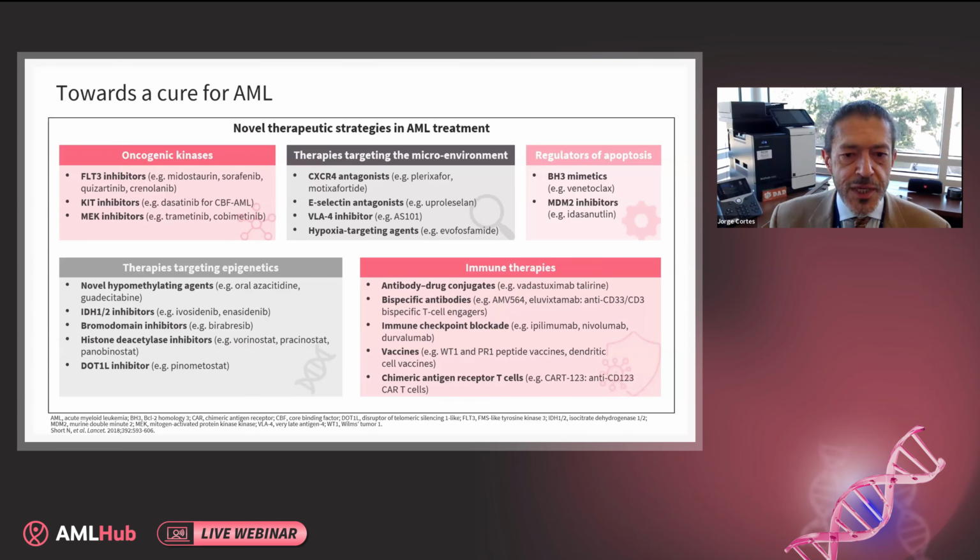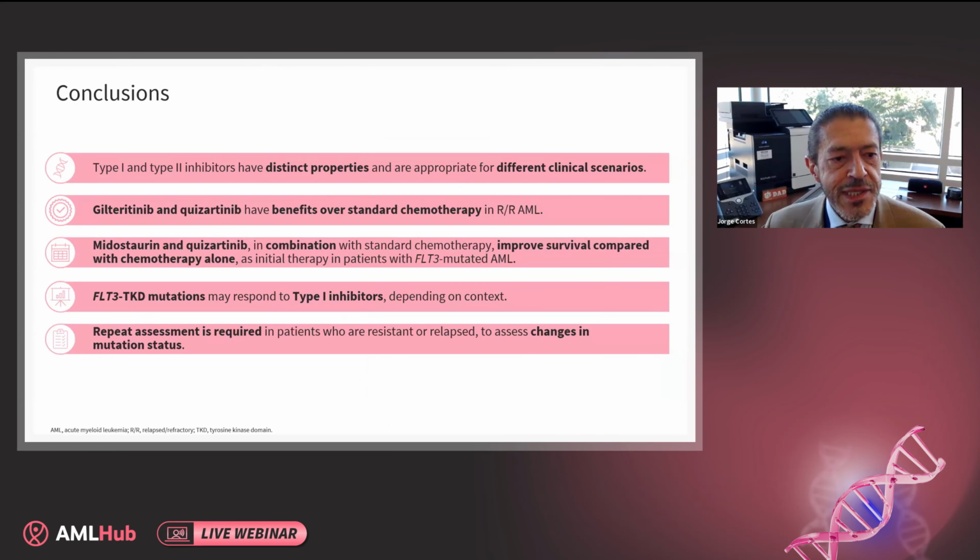And that takes me to the conclusion, just to highlight that we do have very good inhibitors. There are different properties for type 1 and type 2 inhibitors, but the kinase domain mutations, although in vitro they look very good, are still somewhat of a challenge. They don't have such a worse prognosis as Professor Sierra mentioned, but the response to the kinase inhibitors seems to be still something that we need to work on.